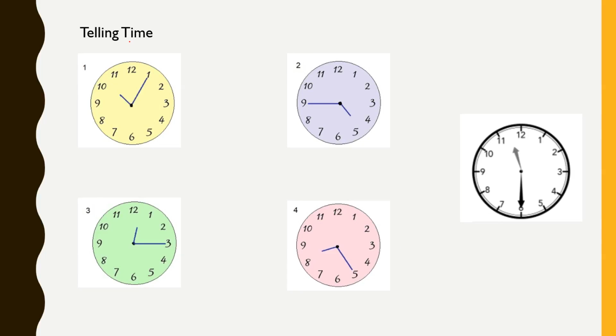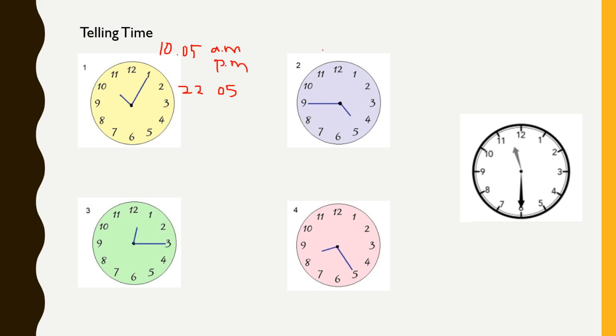Telling time. Take a look at the time shown over here. Number 1. This is 10:05, or you may read it as 5 past 10. Then how to write it? 10:05 a.m., 10:05 p.m., or 22:05.